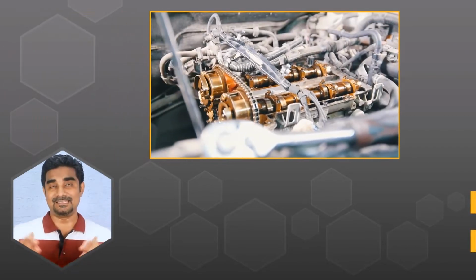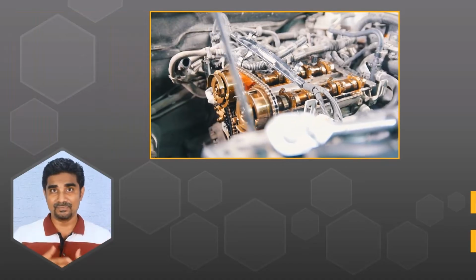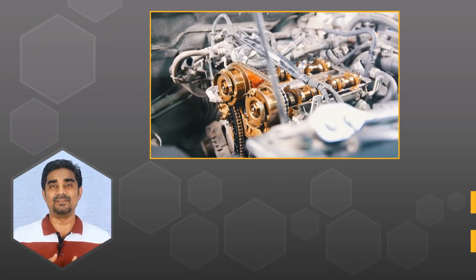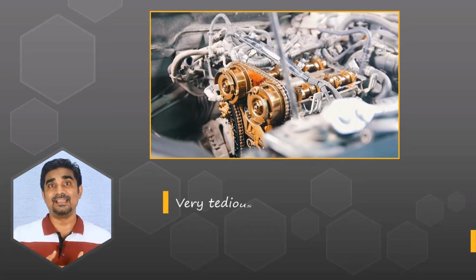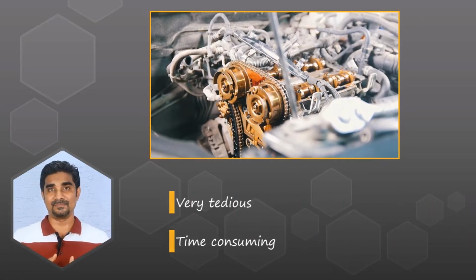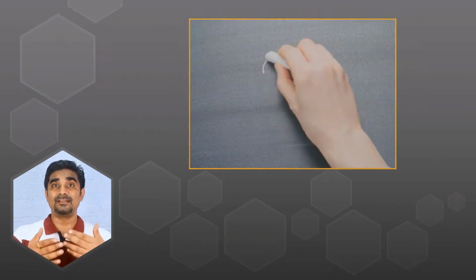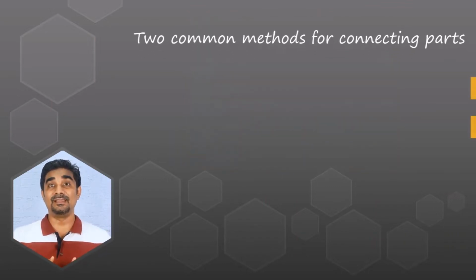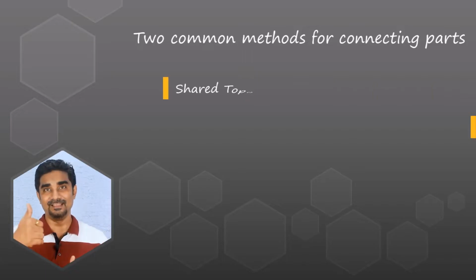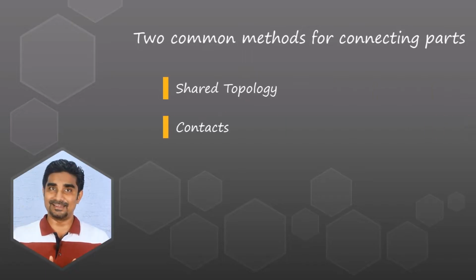However, for large assemblies that may have hundreds of parts, creating connections manually can be very tedious and time-consuming work. So, is there a better way to connect the different parts? In Ansys, we have two options to define interactions between the neighboring parts. The first option is to use shared topology, and the other option is to define contacts. In this video, let us learn how to use these two options in our analysis. Let's go!